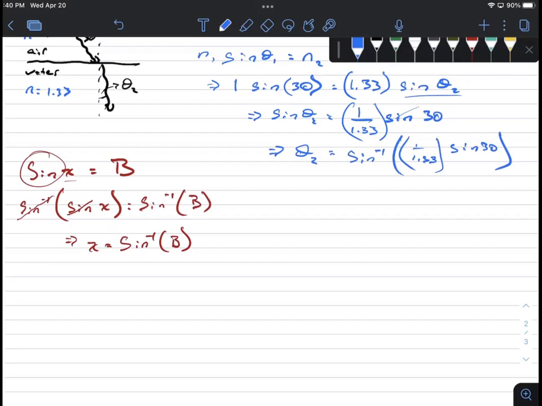And now at this point, all I have to do is plug this in my calculator. So I do 1 divided by 1.33 times sine of 30, and then I do the inverse sine of that answer. And I get theta 2 is 22.08 degrees.